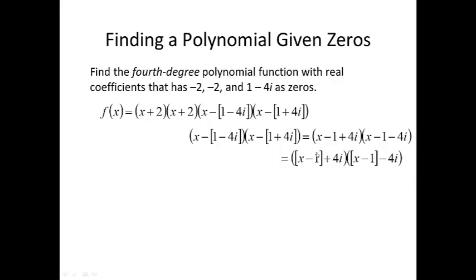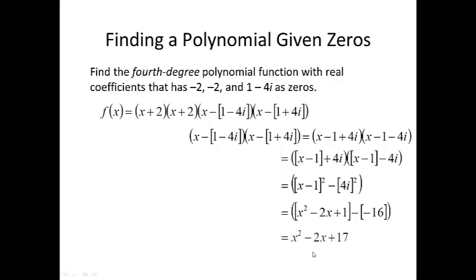This is the first term, this is my second term. So I can square that. That's my difference of squares. Okay, that's my difference of squares. That means I have to FOIL this now and square this. So when I FOIL this out, I get x squared minus 2x plus 1. And 4 times 4 is 16, and i times i is negative 1. So now this becomes a plus 16, and I get x squared minus 2x plus 17.